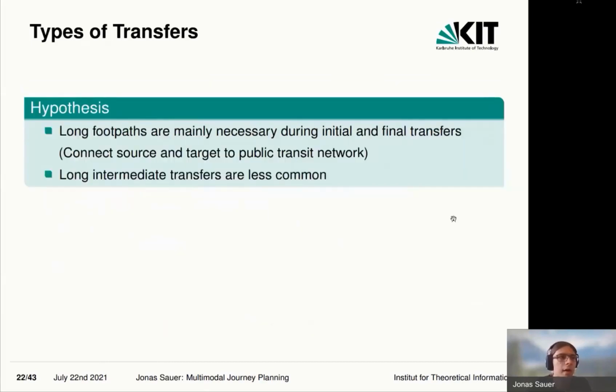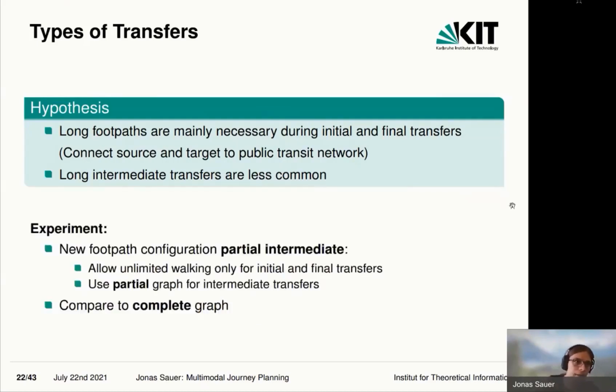And our hypothesis is that long footpaths are mainly necessary during initial and final transfers. They are necessary in order to connect our source and target location to the public transit network and actually start at the station where it makes sense to enter it. By contrast, long intermediate transfers we expect to be much less common, because if it's necessary to walk 40 minutes in order to improve your arrival time, then probably a public transit network isn't built very well.